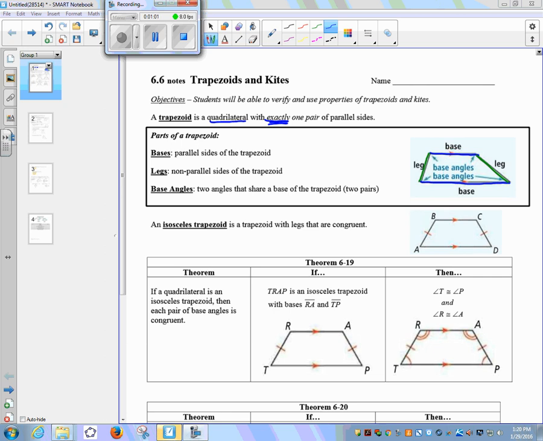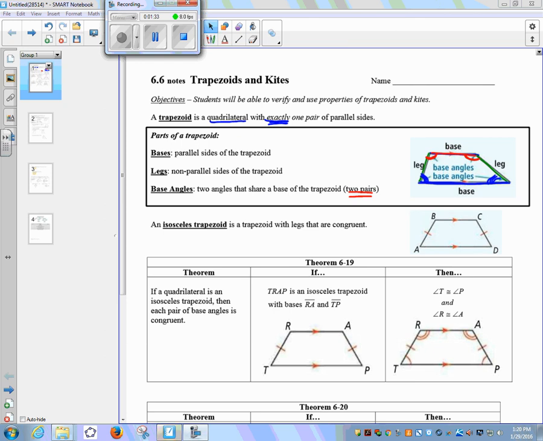The base angles are the two angles down here and the two angles here. There's two pairs. I know it seems like all four are called base angles, but you have to think of them in pairs. The red ones here are the base angles that go with the top base, and then the blue angles I have down here are the pair of base angles that go with the bottom base. Okay?